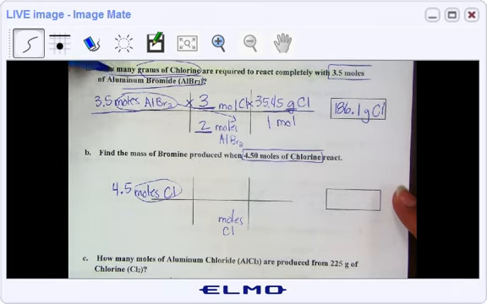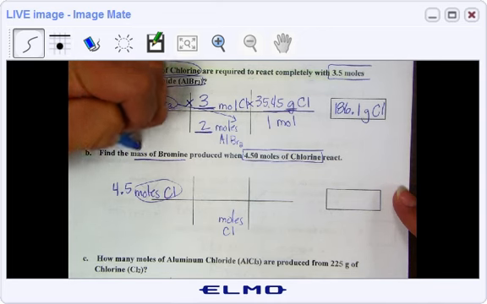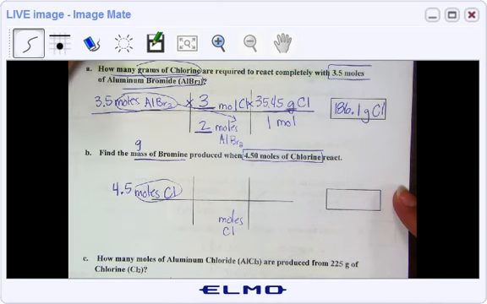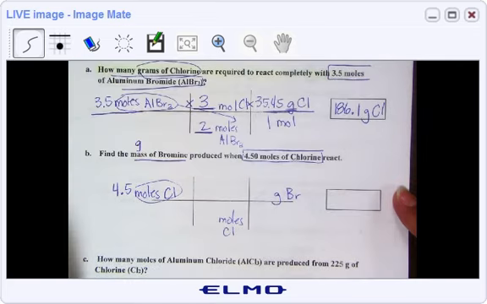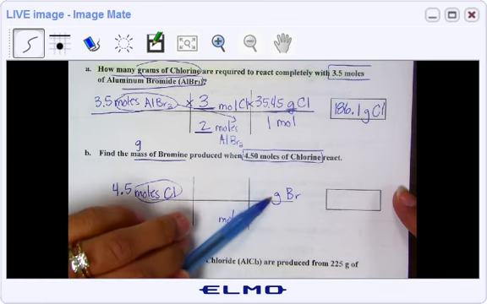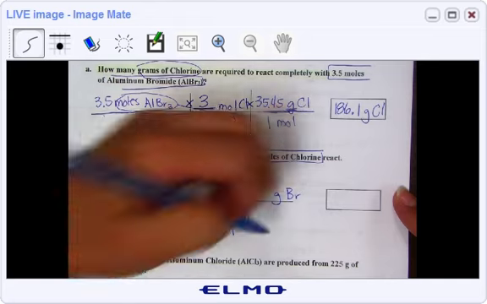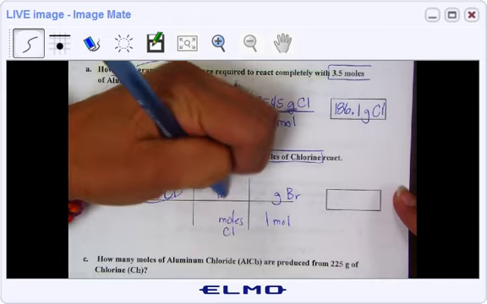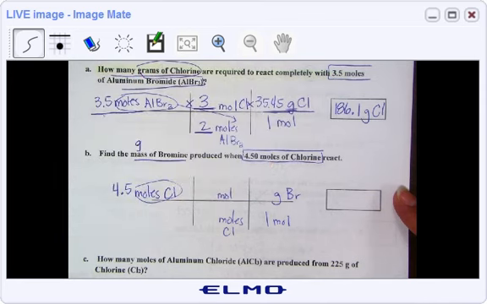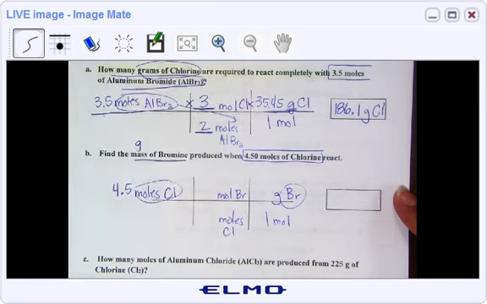What am I looking for? It says find the mass of bromine. By now we should know that mass means grams. So I am looking for the grams of bromine. So I was given moles and I'm going to grams. So it's the same setup as the question above, which means 1 mole goes here, and the mole of the unknown, or whatever I'm looking at, which happens to be bromine, that's the coefficient I look for.